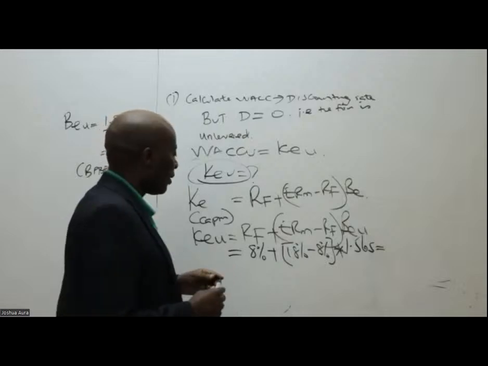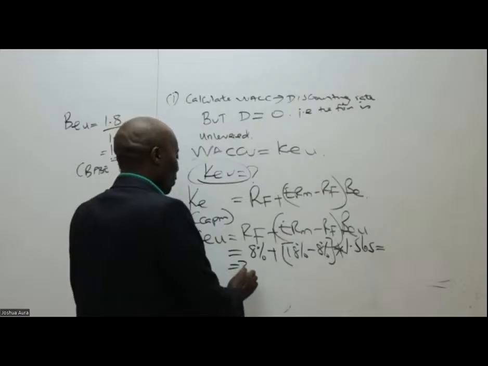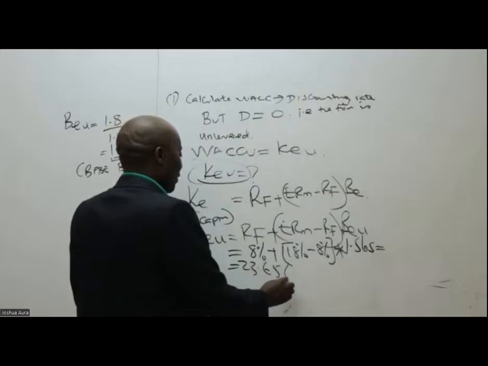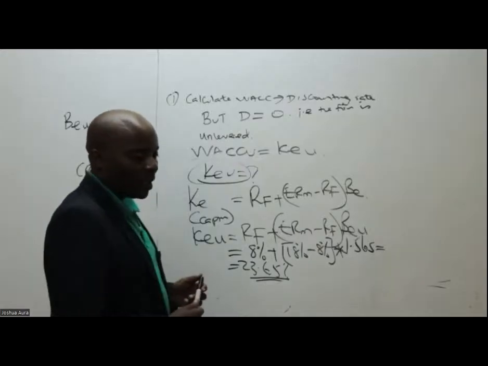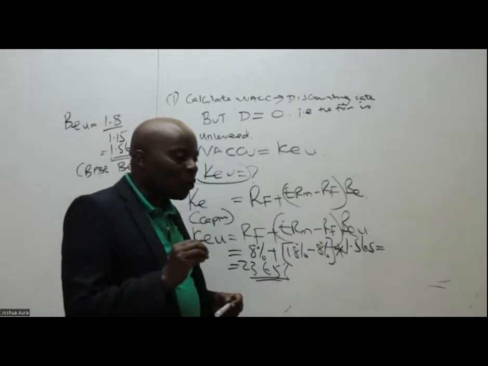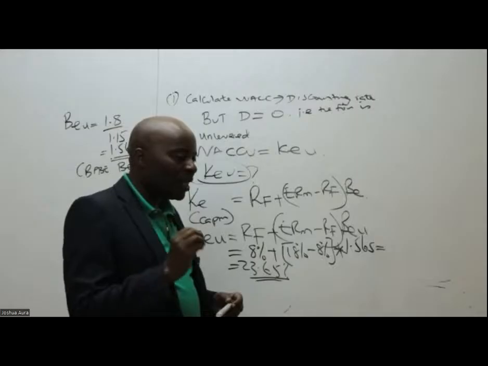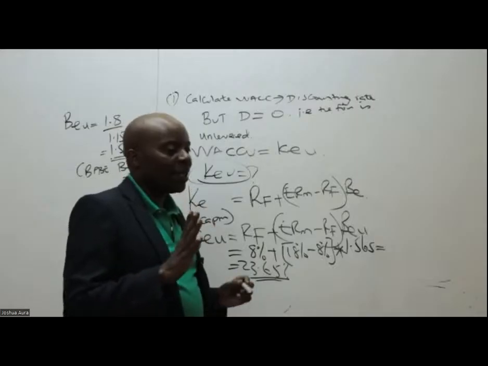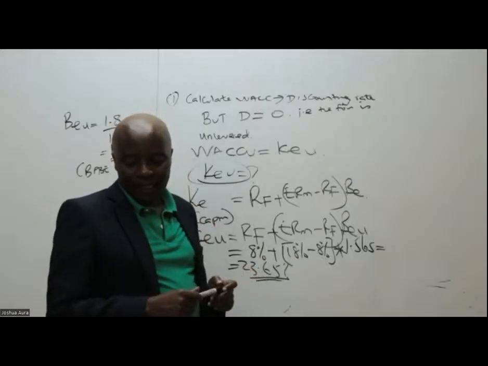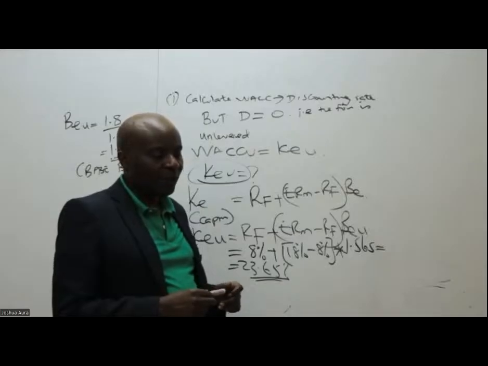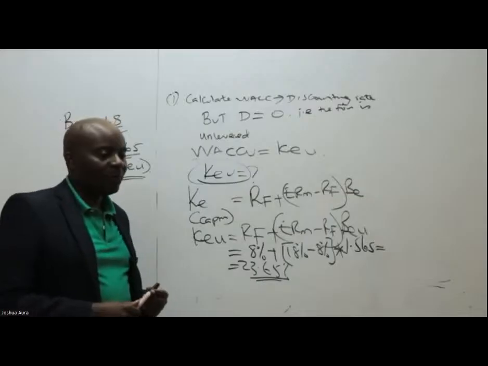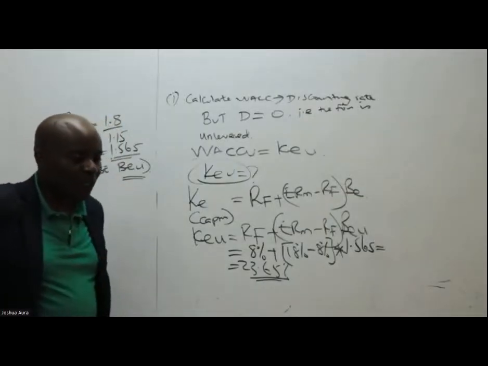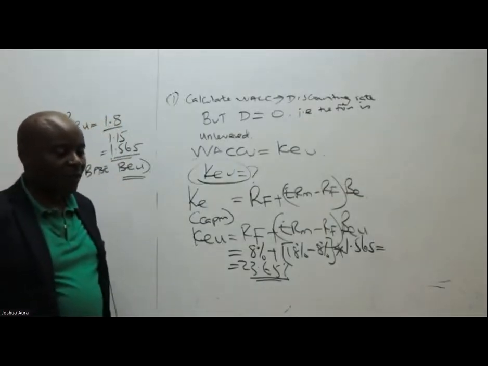Atieno tells me, Mwalimu, 23.65%. So please don't copy our answers. Ensure that you are able to get these figures from your calculator. Jackie has confirmed. I'm yet to get figures from Nimrod.